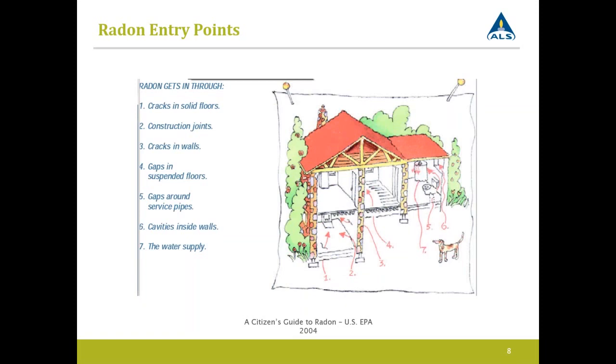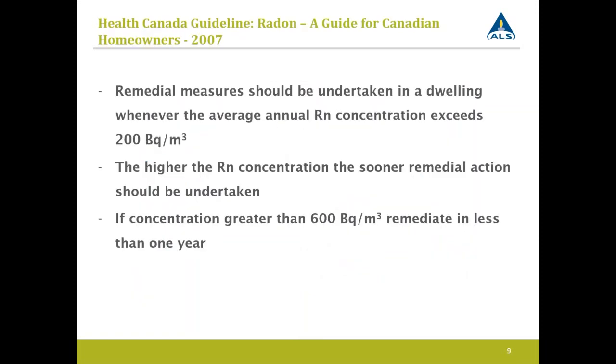Health Canada guidelines state that remedial measures should be undertaken in a dwelling whenever the average annual radon concentration exceeds 200 becquerels per meter cube. And the higher the radon concentration, the sooner remedial action should be undertaken. If concentration is greater than 600 becquerels per meter cube, it should be remediated in less than 1 year.